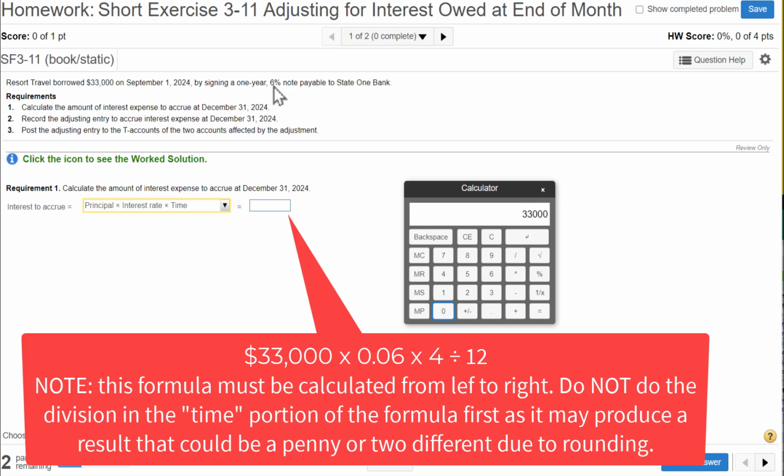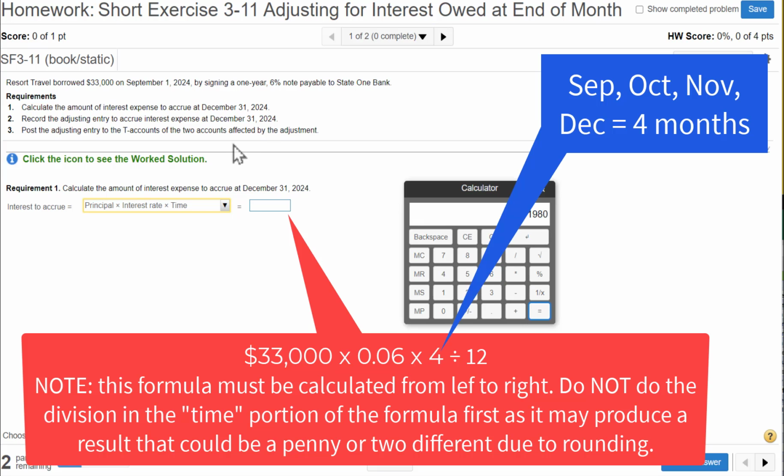times interest. The interest is 6%. So to convert that to a decimal, take 6 divided by 100. It becomes 0.06. So times 0.06 equals. So that's how much interest per year.